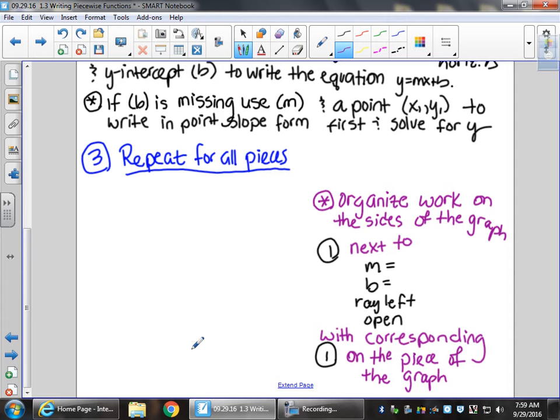Yes. So it's going to be a numbering system that we use for our work on the side and then matching it to where it is on the graph. We're going to keep these notes out with us and then follow these steps as we do our example.